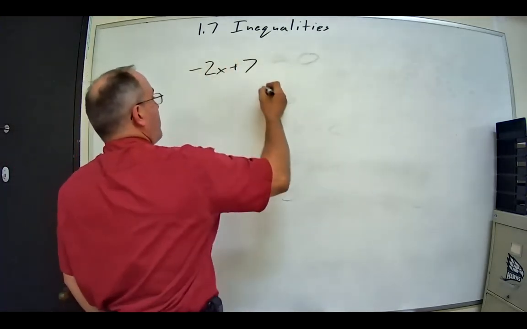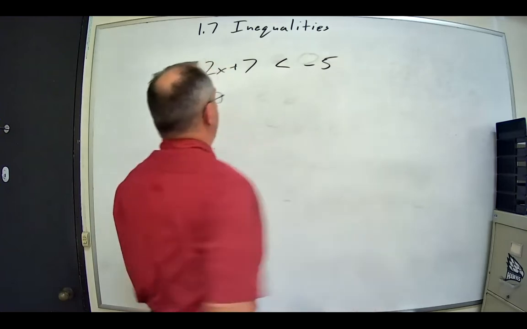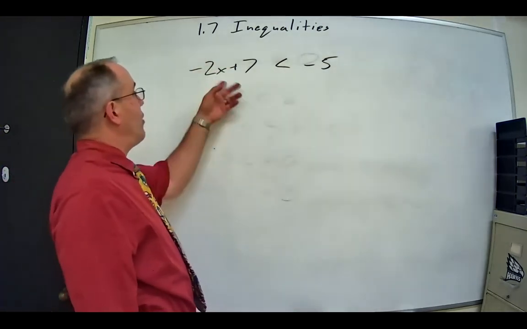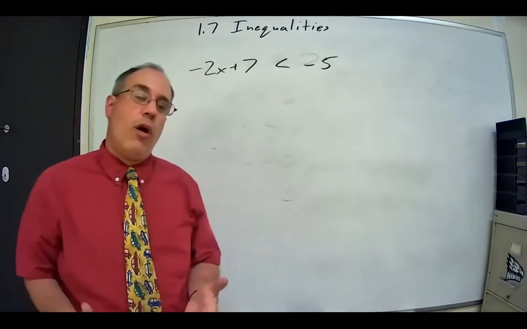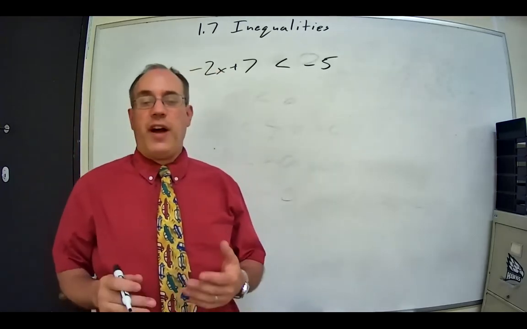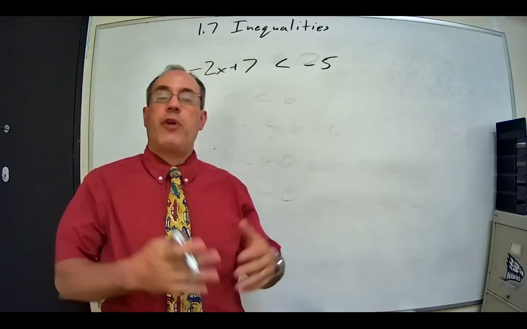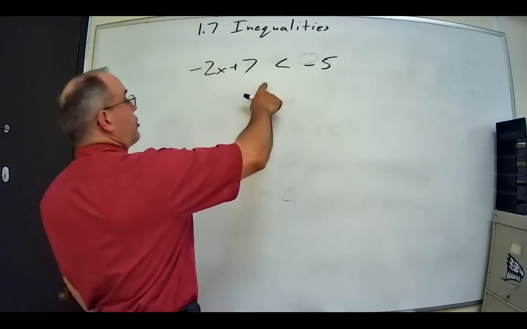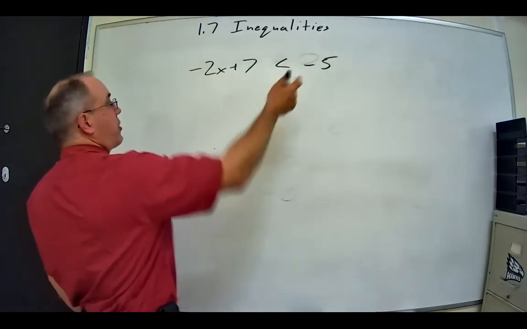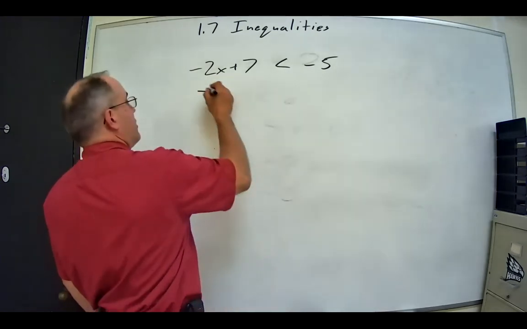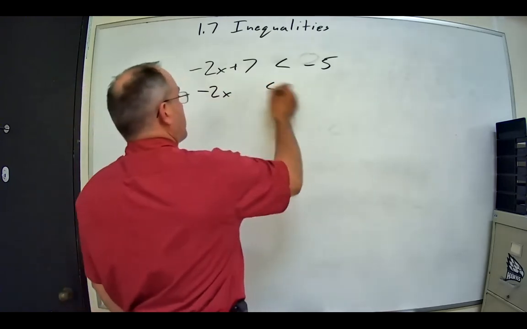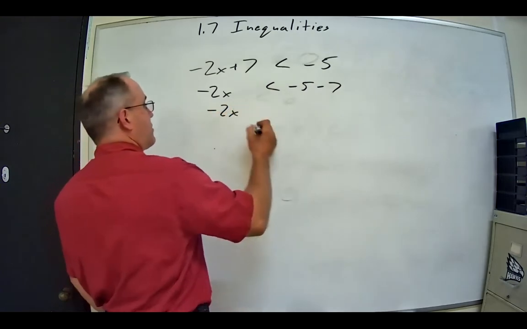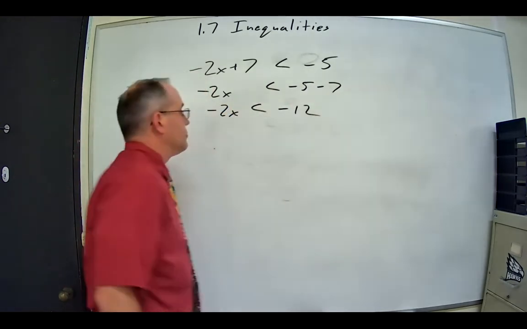Negative 2x plus 7 less than negative 5. So we want to solve for x, and realize that when you're dealing with an inequality, you're no longer finding a single solution, but you are finding a range of solutions. So what we want to do is get x by itself. We're going to subtract 7 from both sides. So negative 2x is less than negative 5 minus 7, or negative 2x is less than negative 12.